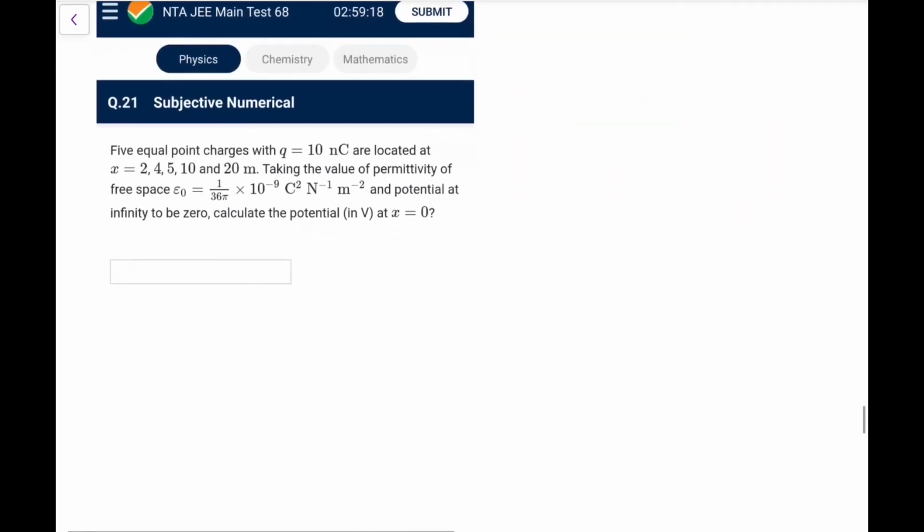Next one. So we are done with the SOTs. Now the numerical ones. 5 equal point charges, 10 nanocoulomb, placed at 2, 4, 5, 10, 20. Taking the value of permittivity of free space, okay, the value is changed, and putting it is the same thing, 1 upon 36 pi, so 1 upon 4 pi is again 9 into 10 to the power 9, k. And potential at infinity to be 0, calculate the potential at x equal to 0. Okay, let me check. 2, 4, 5, 10, 20.